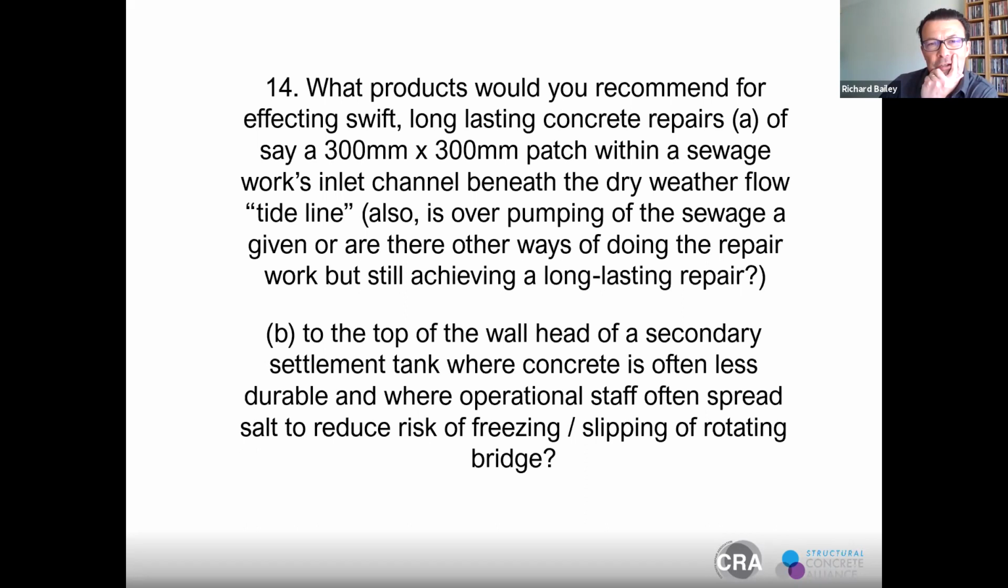Well, there's a number of technical product solutions that can be looked at there, but again, it's about access, isn't it? Can we undertake a long-lasting repair, and not overpump sewage? I wouldn't fancy it, if I'm honest. I'd prefer to have an environment that's clean and accessible for us to undertake any kind of structural repair. That's the first thing.